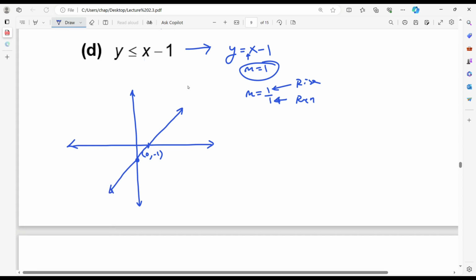But we want to graph y is less than or equal to x minus 1. I know we're going to use a solid line because of the equal sign. Now, where are we going to shade? Let's pick a test point.